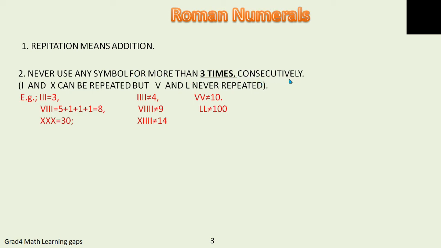Consecutively means continuously. You can use 3 I's which will represent 3, but for 4 you cannot use 4 I's. So you can repeat any symbol only for 3 times consecutively, and X cannot be repeated more than 3 times. So X can be repeated, but V and L can never be repeated. So 3 X's will give me 30, and double L will not be equal to 100. For 50 you have a different symbol, and for 100 also you have a different symbol. So this is the second rule for the Roman numerals.